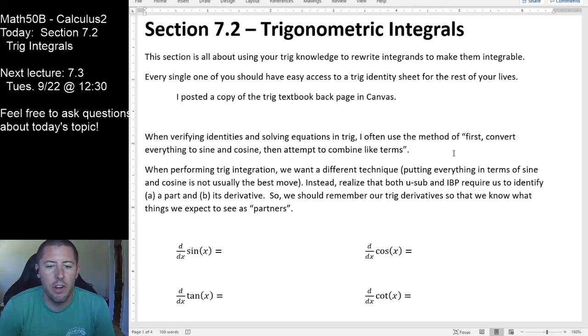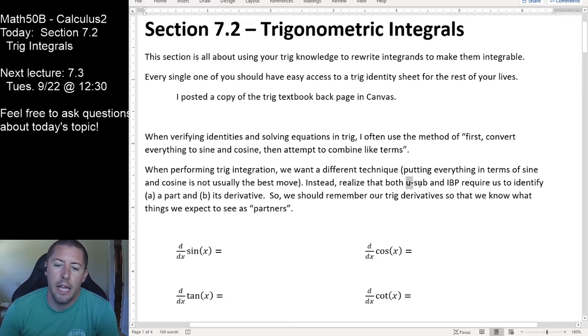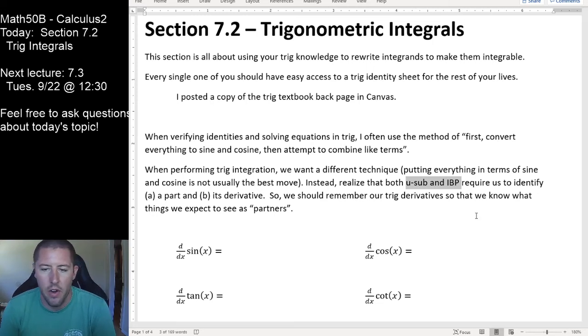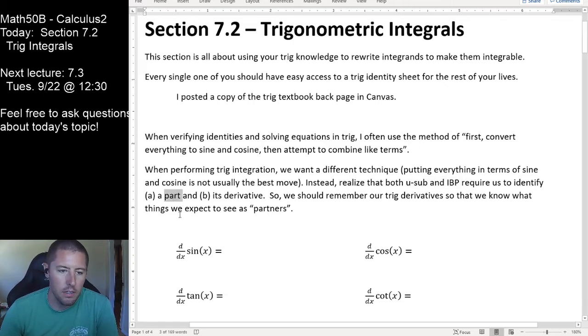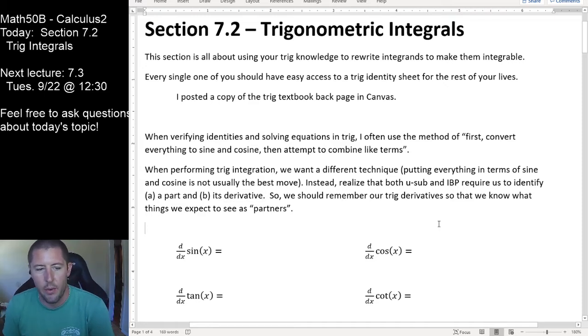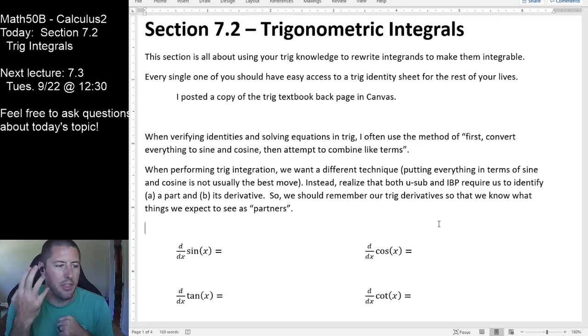So when we're performing trig integration, we want a different technique than the one that I just described. Going into sine and cosine for everything is not necessarily going to be our best move. Instead, what we want to think about is the fact that in both u sub and integration by parts, what we're looking to do is identify two components of our integrand. One, some part, two, the derivative of that part. That's how we keep identifying u sub and integration by parts: recognizing that we have both a component and the derivative of a component, and we want to identify those as our u and our v, stuff like that.